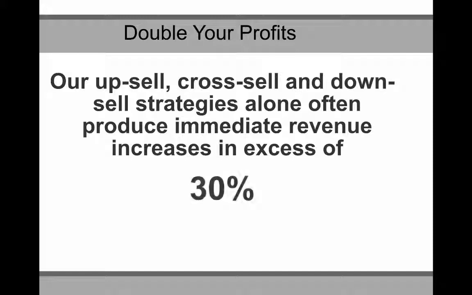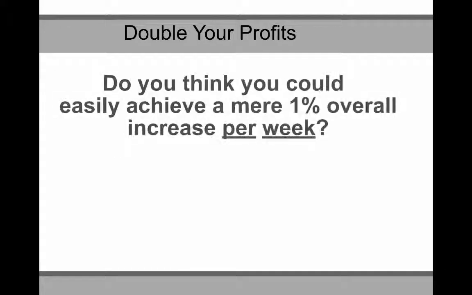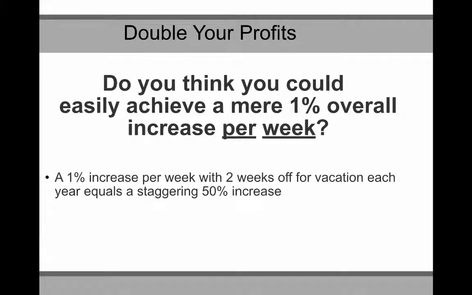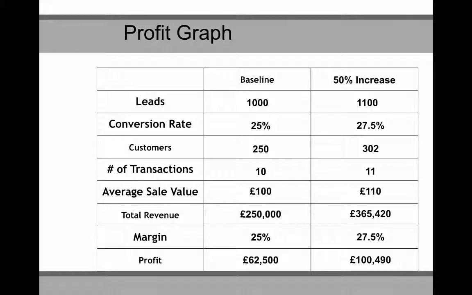Our upsell, cross-sell and downsell strategies alone often produce immediate revenue increases in excess of 30%. Do you think you could easily achieve a mere 1% overall increase per week? Just a 1% increase per week with 2 weeks off for vacation each year equals a staggering 50% increase. So what happens to your numbers now? Well, starting from our baseline of 1,000 clients, guess what? We now have 1,500 clients. And instead of a 25% conversion rate, we now have a 37.5% conversion rate. That means we now have 562 clients.